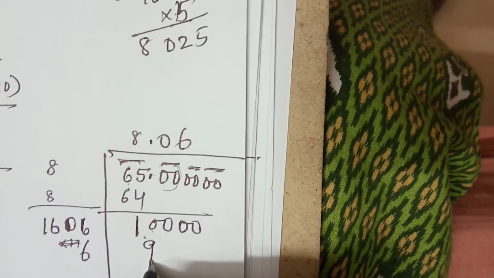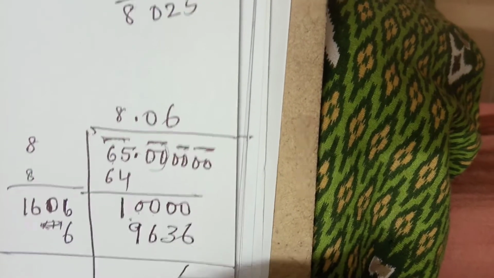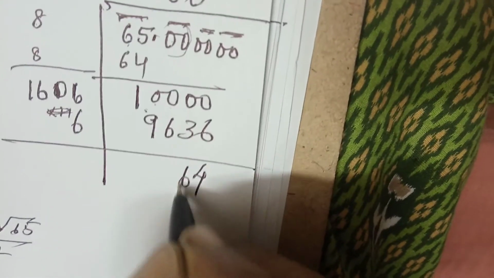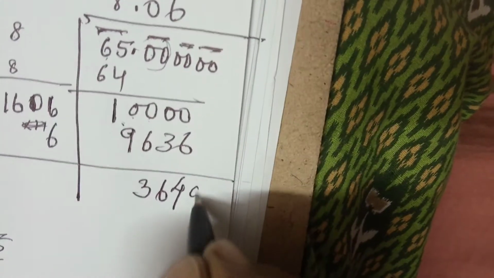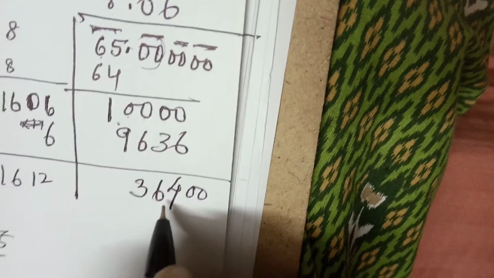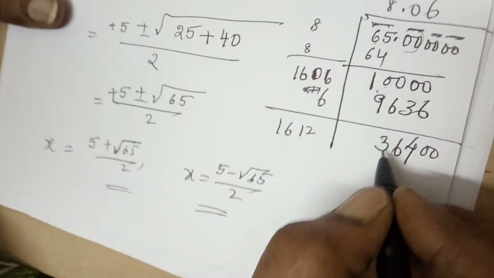So 9,636. Now subtract: 9 minus 3 is 6, 9 minus 6 is 3. Now bring the two digits down, add this, 1 2. So 6 1 2. Now again you have to try 364.